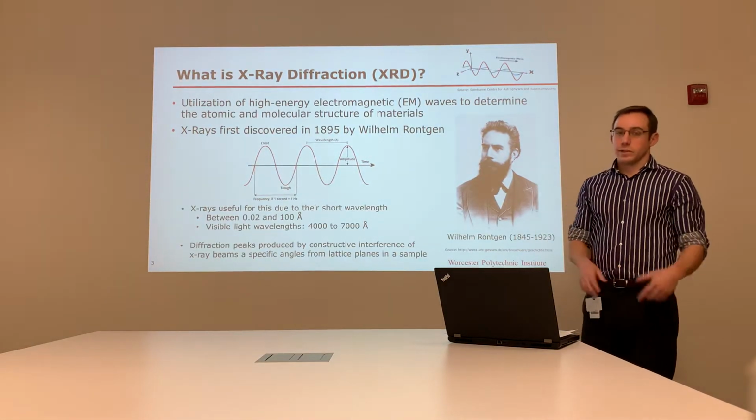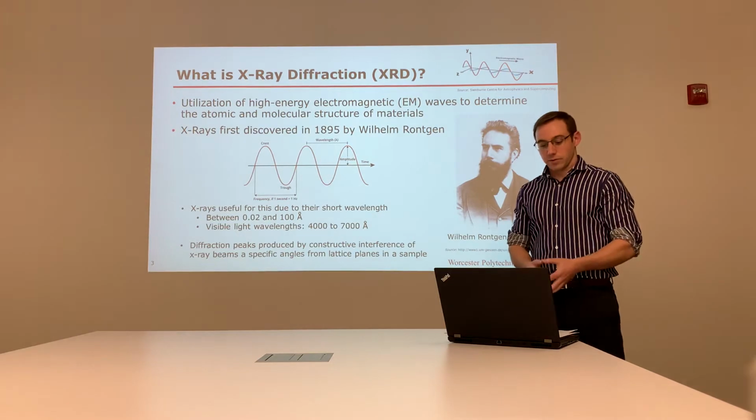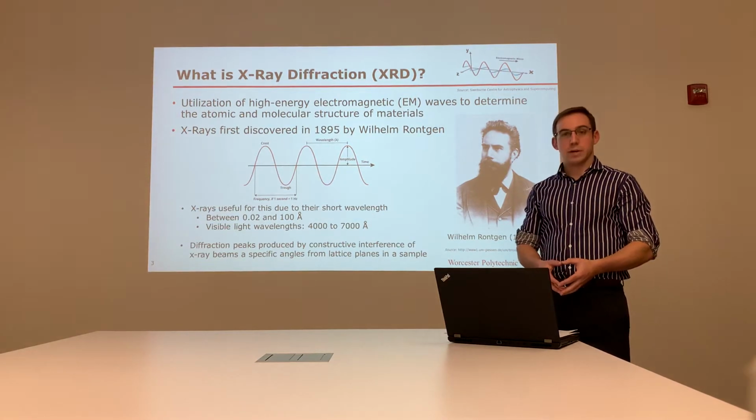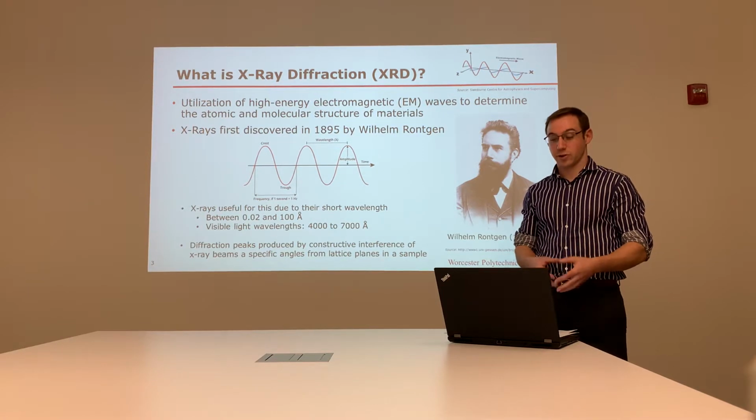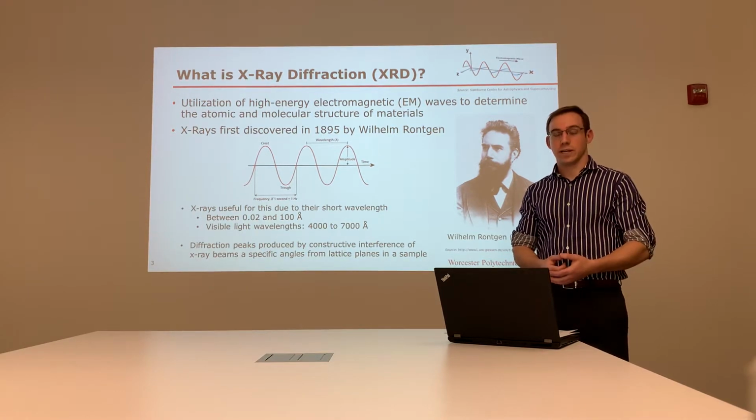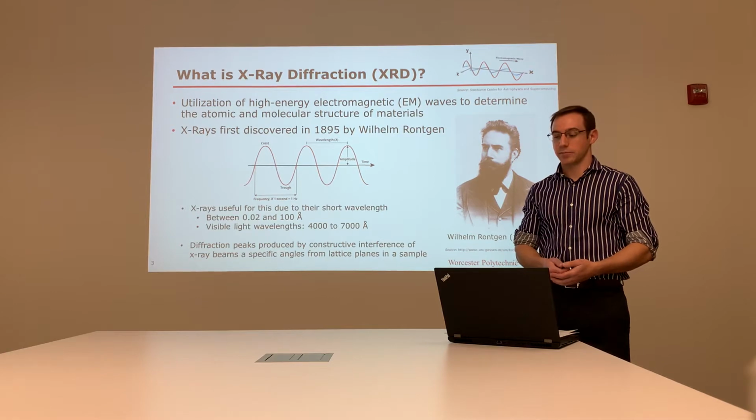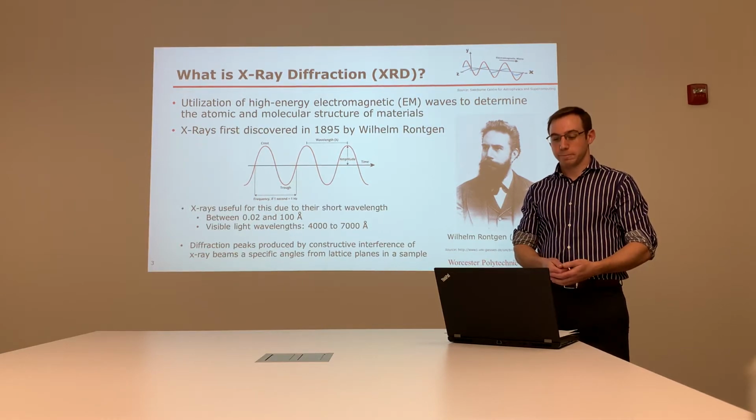So we all know that light is a form of electromagnetic radiation that propagates as waves. These waves are so called because they have an electric and a magnetic component, as shown in the top right-hand side of this slide.